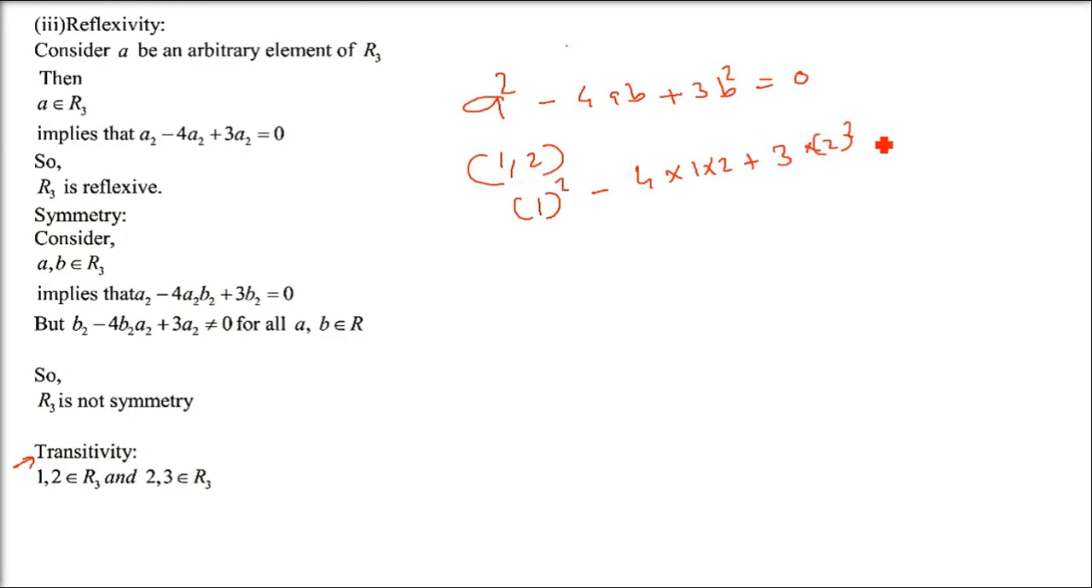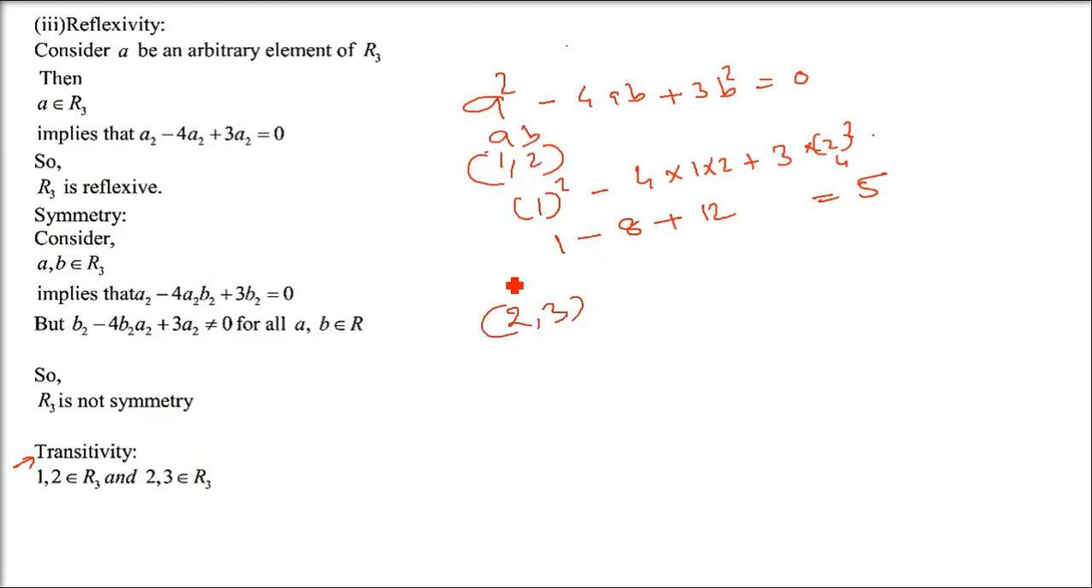So what do you get? 1 squared minus 4 into 1 into 2 plus 3 into 2 squared. So 1 minus 8 plus 12. 12 plus 1 is 13. 13 minus 8 is 5. See, here you get 5, not 0.